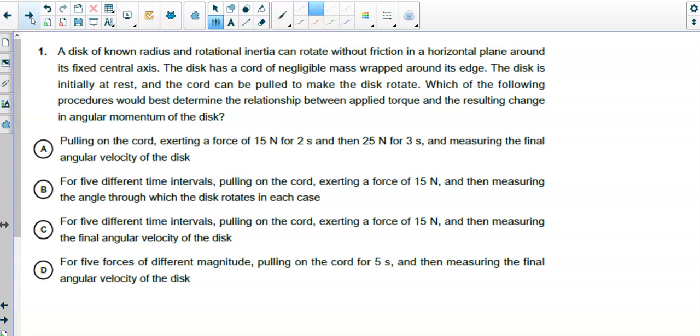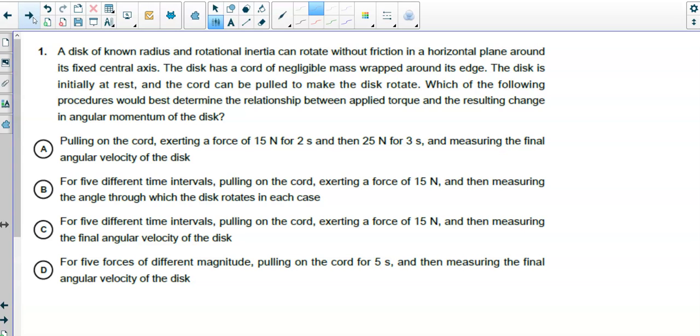Number 1. A disk of known radius and rotational inertia, so we know the rotational inertia value, I, can rotate without friction on a horizontal plane around a central fixed axis. The disk has a cord of negligible mass wrapped around its edge. The disk is initially at rest. The cord can be pulled to make the disk rotate. Which of the following procedures would best determine the relationship between the applied torque and the resulting change in angular momentum? So the thing that we want to change is the torque.